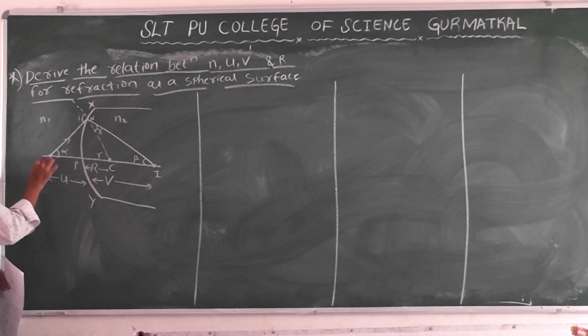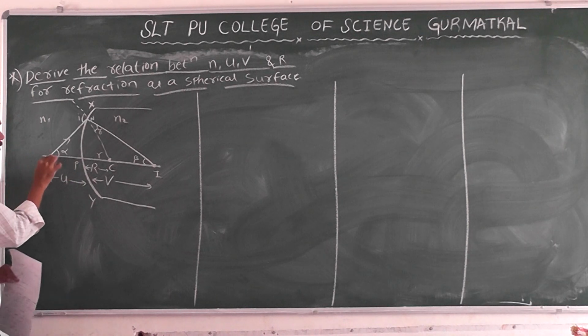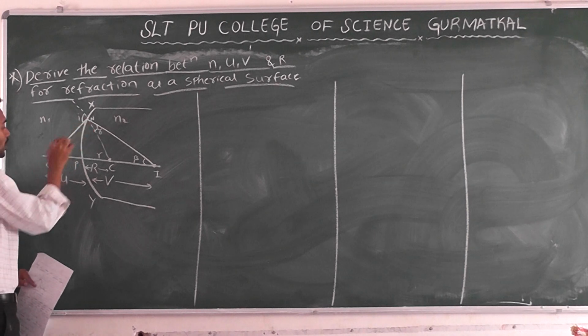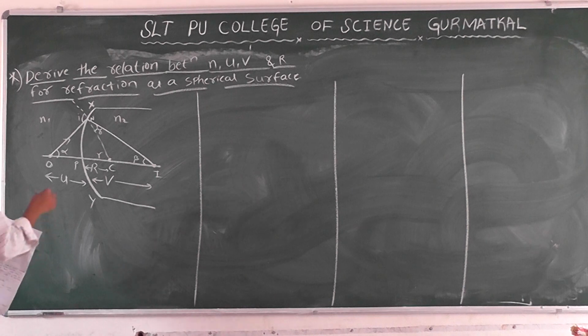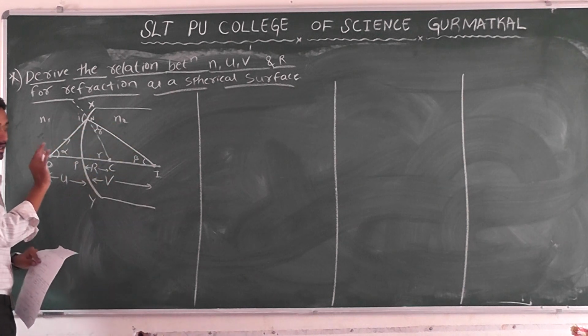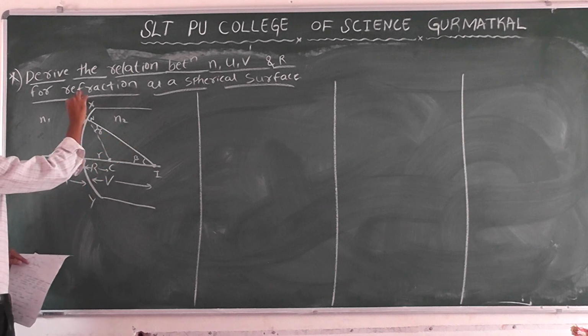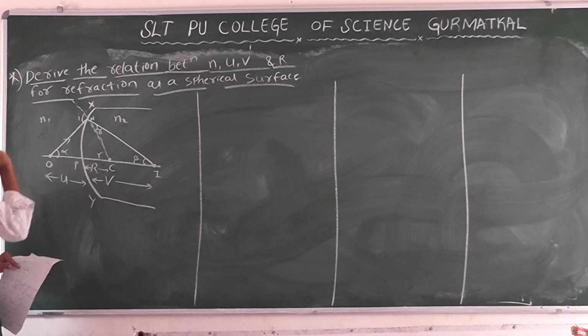The point O is placed on the principal axis. Light originates from point O, and then refraction takes place. It will bend towards the normal. This dotted line indicates the normal line.